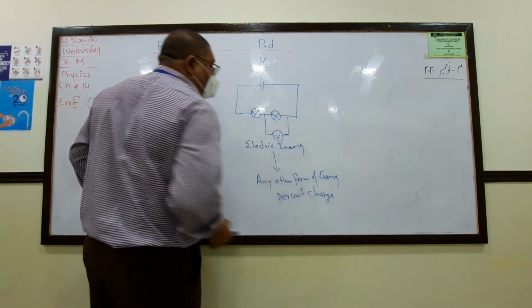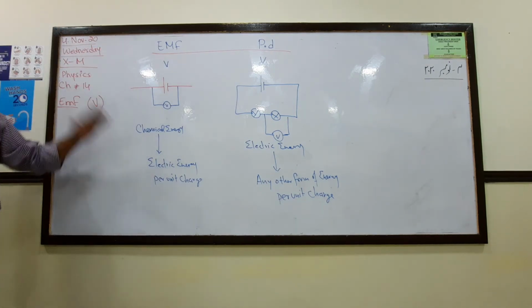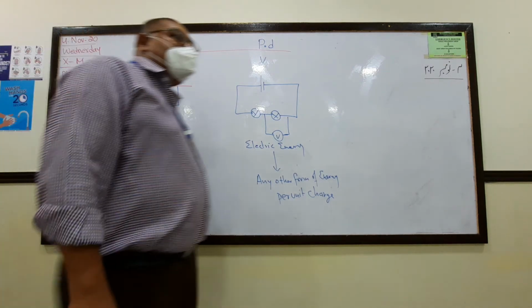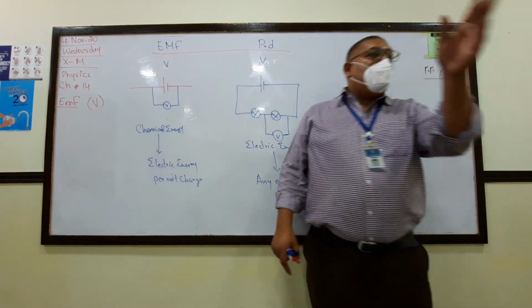Very important thing. The definition seems to be the same. When you define EMF, you say the amount of chemical energy converted into electric energy when unit charge flows through the cell. That is EMF. But what is potential difference? It is the electric energy converted into any other form of energy when unit charge flows through a resistor, an appliance, a lamp, or a speaker, or a heater. Electric energy converted into any other form of energy. So these are a few differences and similarities between them. Don't confuse them with each other.